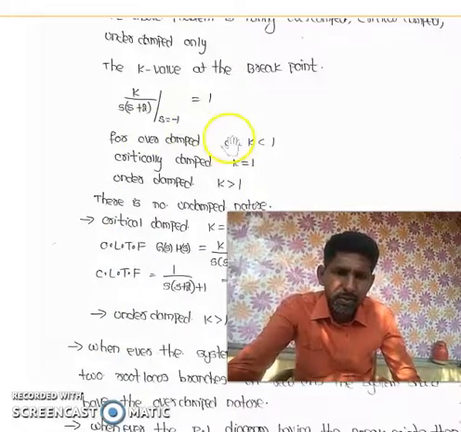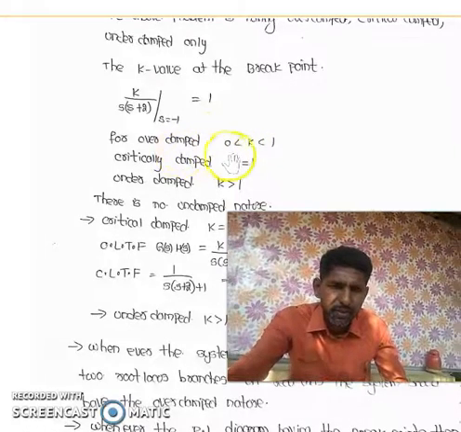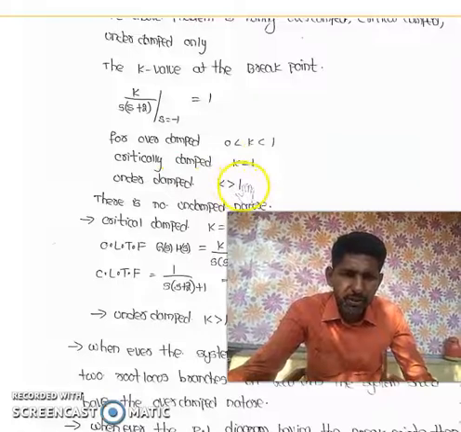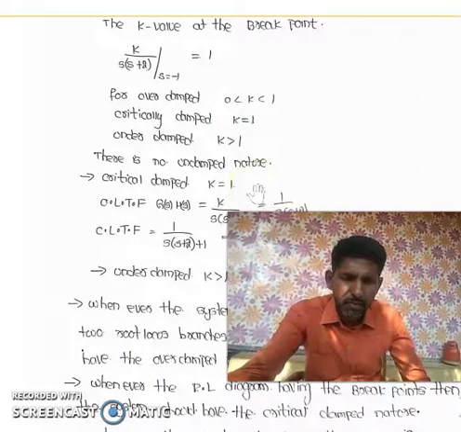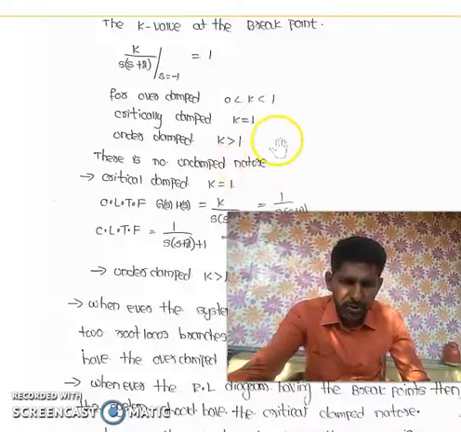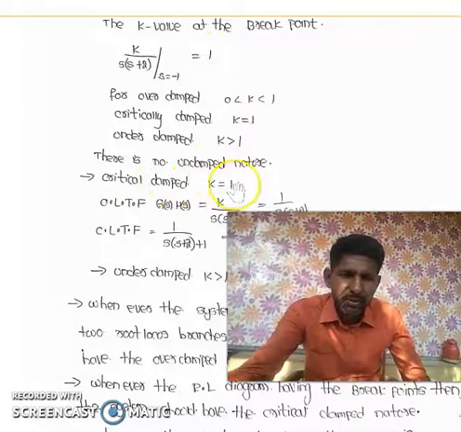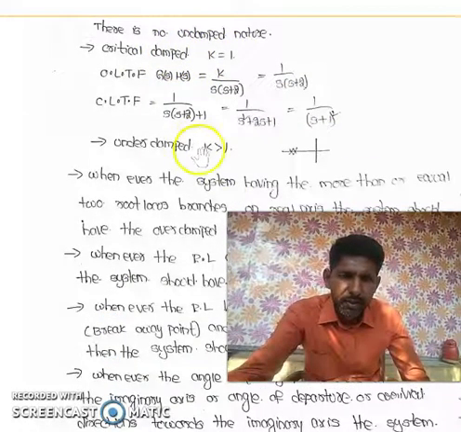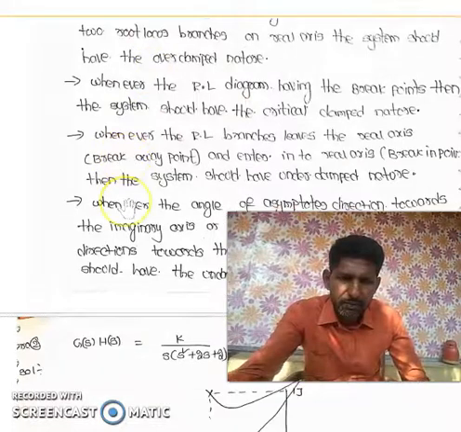For an overdamped system, the K value should lie between 0 and 1. For a critically damped system, K should be 1. For an underdamped system, K should be greater than 1. There is no undamped nature for this problem. All these points we have discussed in the previous class.